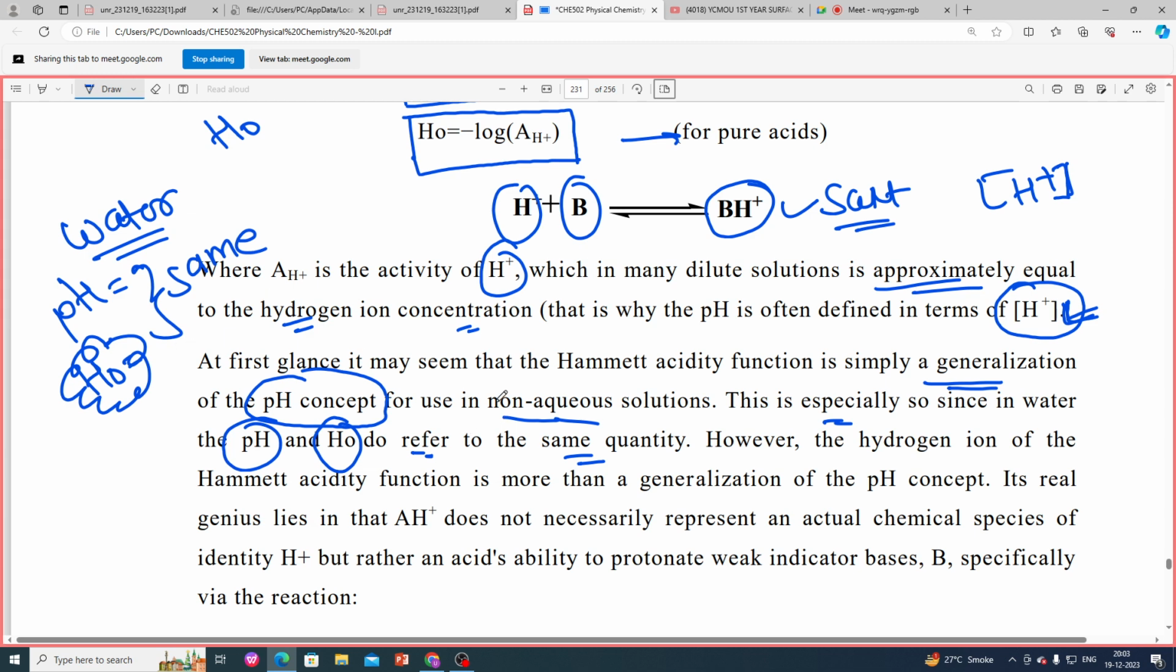Okay, so here we can say that they refer to the same quantity. However, the hydrogen ion of the Hammett acidity function is more than a generalization of the pH concept. Its real genius lies in that aH+ does not necessarily represent an actual chemical species of the identity of H+, but rather an acid's ability to protonate weak indicator bases B, specifically via the reaction.